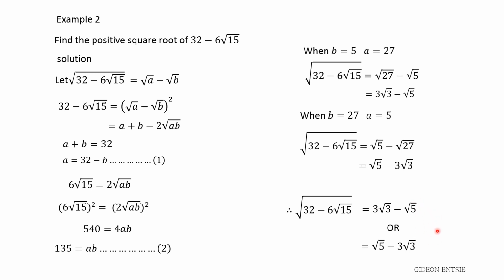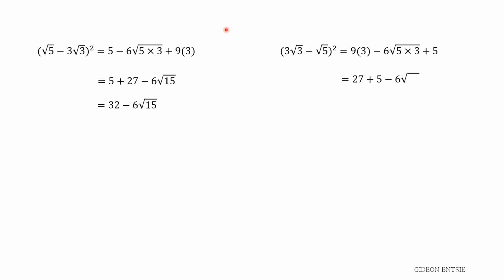Now you can check whether this solution is correct by squaring each of them. So you can pause the video and check the expansion. Now by squaring each of the solutions, we get our answer to be 32 minus 6 square root of 15, which is the same as the original surd given to us to find the positive square root of.